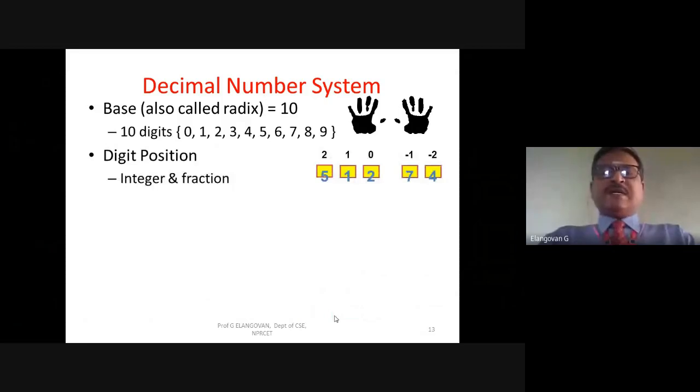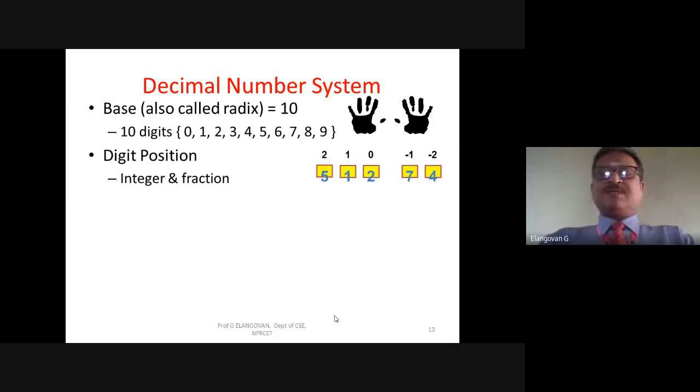When we go for a collection of more digits, each position has its own fixed positional value. For example, here I have shown 512 and 74. In 512, the 2 is in the ones position, the 1 is in the tens position, and the 5 is in the hundreds position. So this is our conventional number system.